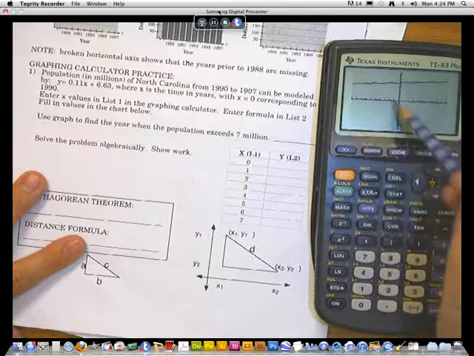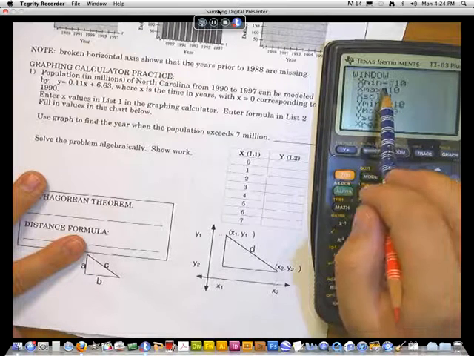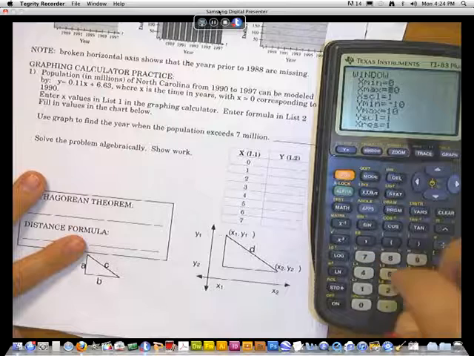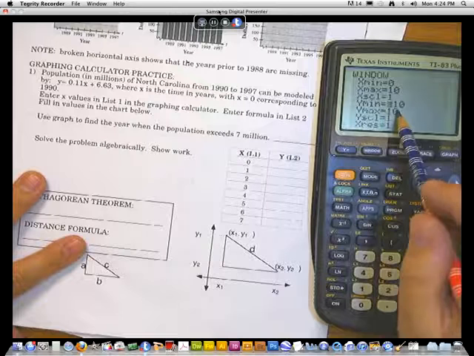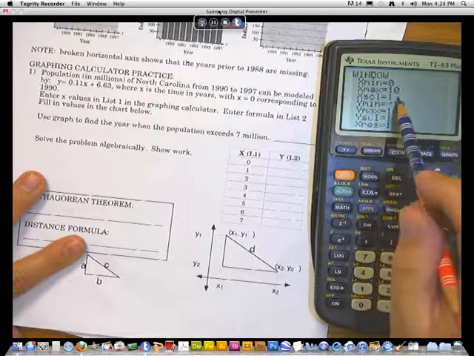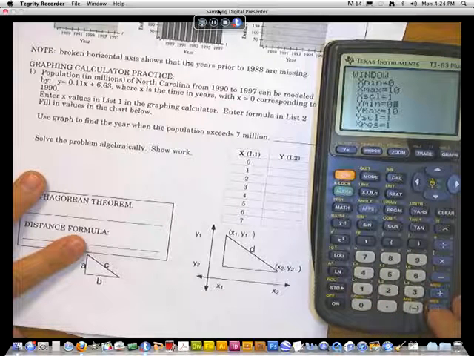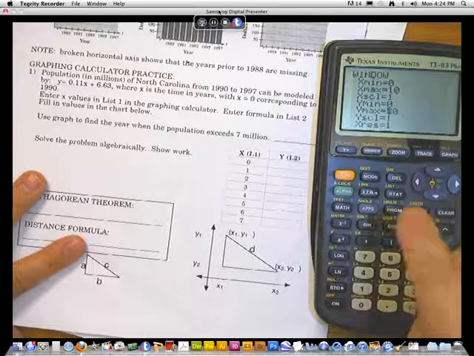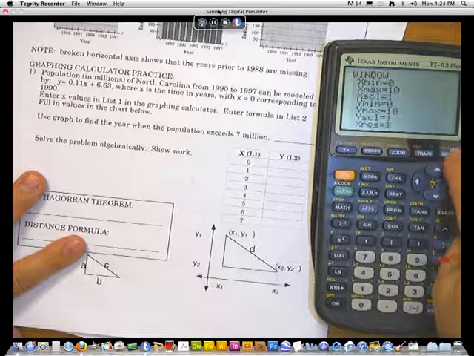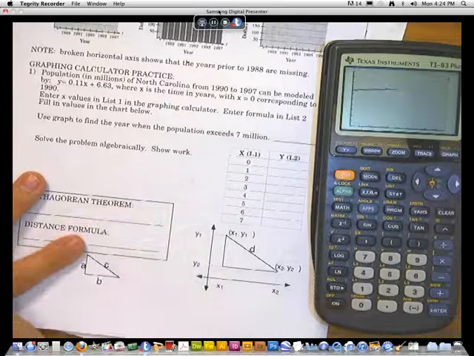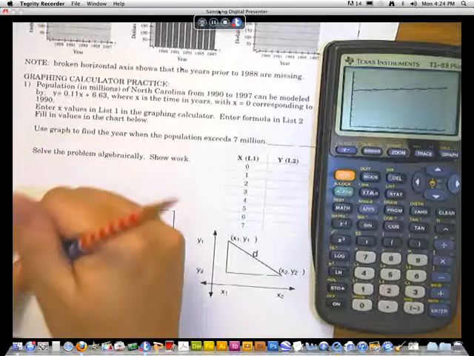When we change our window, under window, we want to start with 0, and we can go up to 10, that's fine, by ones. For the minimum, we don't care about negative population, just like we don't care about negative years, so we're going to go 0. And we're going to go maybe up to 10 by 1, and we'll just see what that gives us when we graph it. Sometimes you have to play around with your windows just to see what might be there. Alright, so this gives us a line. So this is one way that we have looked at it.